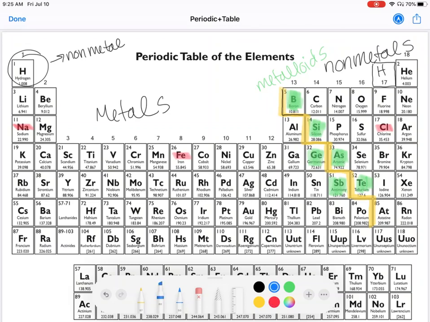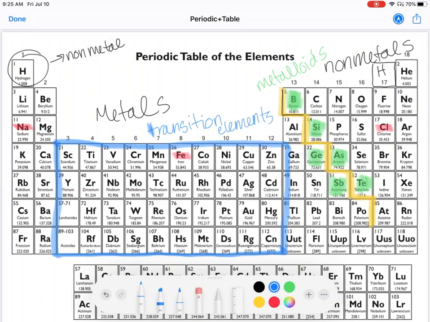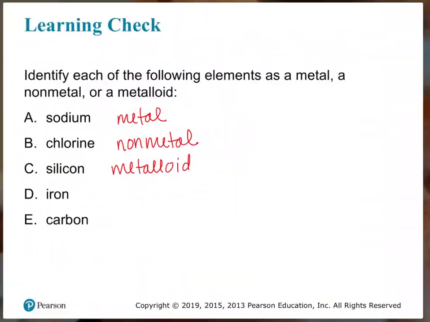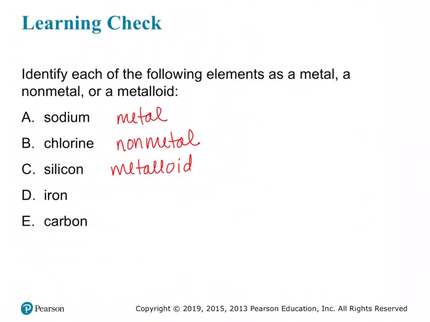So remember there was that group of elements that we were going to kind of ignore for the most part. Those are the transition metals or transition elements. But iron is a metal. Now you could also picture iron and know that it's a metal, but we're trying to kind of associate metals with the periodic table.